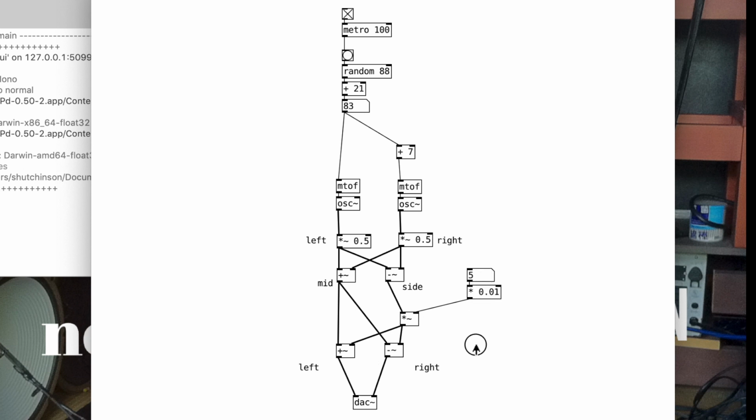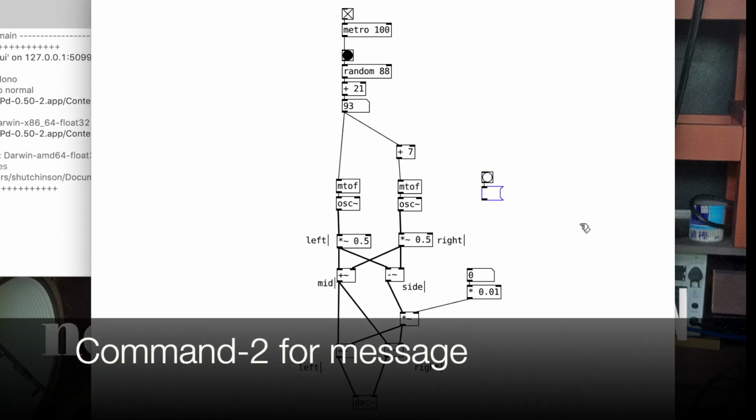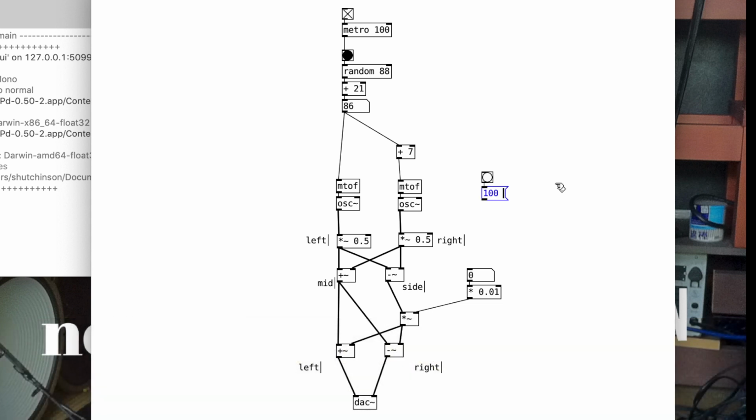Back down. If I go below 0 here, it's going to invert. So now the higher notes, the notes a fifth up, are on the left, and the lower notes are on the right. Okay, so let's make something that we can trigger this. So I have a bang, that goes into a message. I guess the bang is redundant there, but let's have this go to 100 over 1 second.